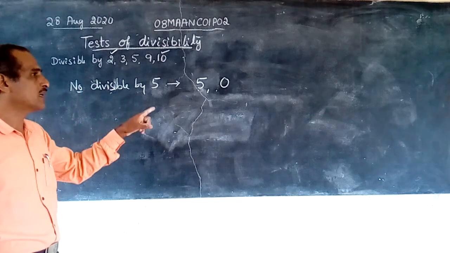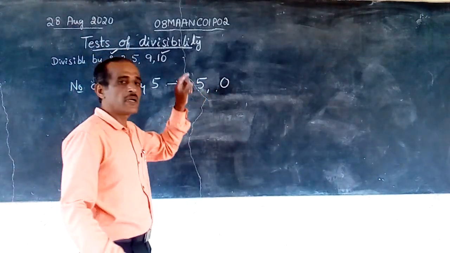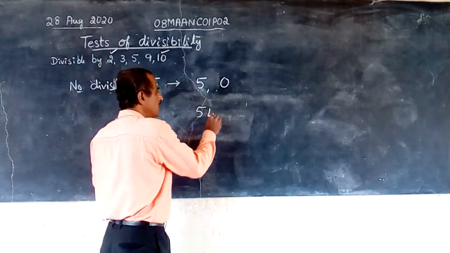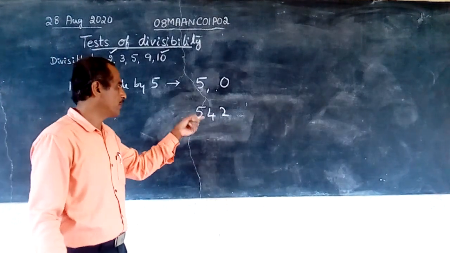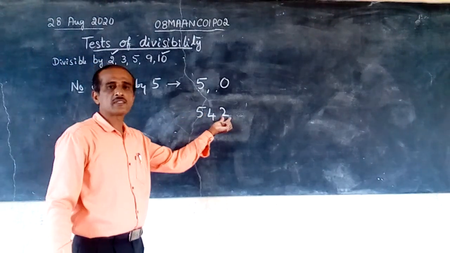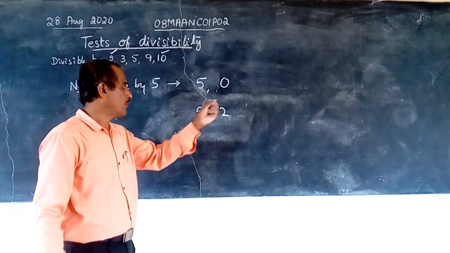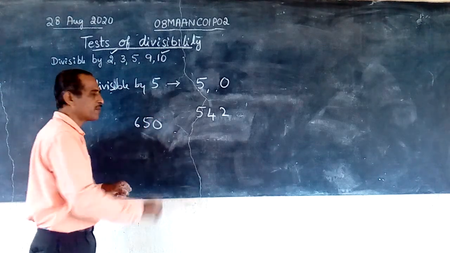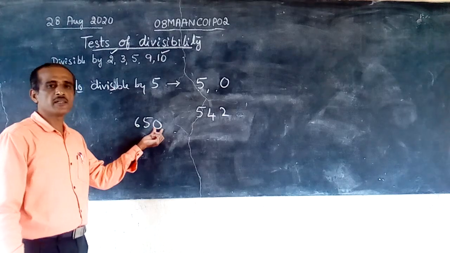Okay. So how to identify whether a number is divisible by 5 or not? We can check whether a number is divisible by 5 or not by checking the last digit of that particular number. Can you tell me whether this number is divisible by 5? No, you can't divide it by 5 because in the unit place there is 2. Therefore, you can't divide this number by 5. Can you divide this number by 5? Yes, you can divide it by 5 because 0 is there in the unit place.